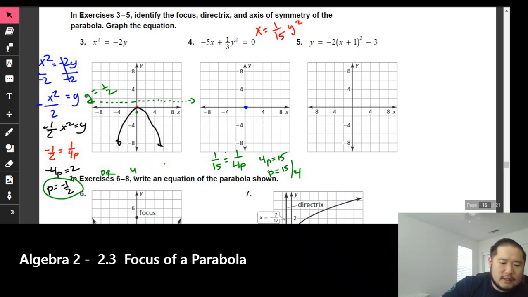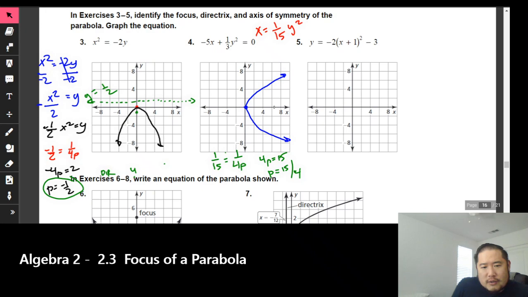So now we've got to use some common sense and realize, if my a term is positive, what I know is that the parabola is going to the right. If it was negative, it would be going to the left. So we got to figure out where exactly is our focus. The focus should be right here at 15 over 4, which is approximately 3.75. 3.75 is our number.